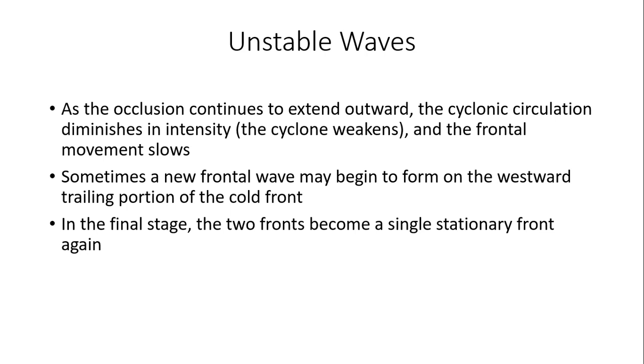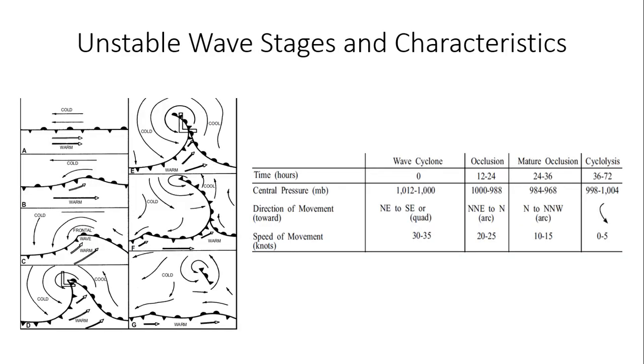Now, sometimes you get a new frontal wave that'll form at what's known as the triple point. The triple point is the area associated with a cyclone where all the fronts are intersecting with each other. So you have an occluded front, cold front, and warm front. There's a point right there where all three of those types of fronts meet, and that's known as the triple point. And if you've got the right upper level jet stream dynamics, you can actually get a new wave cyclone to develop on the front. So in the final stage, the two fronts are going to become a single stationary front, again reestablishing the polar front. So here are the unstable wave stages and characteristics.